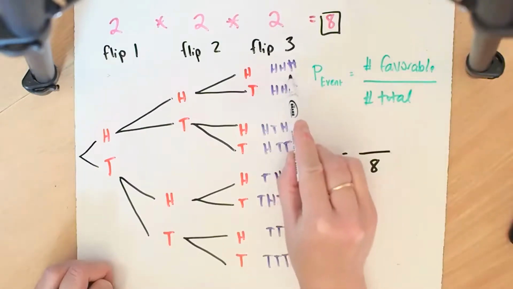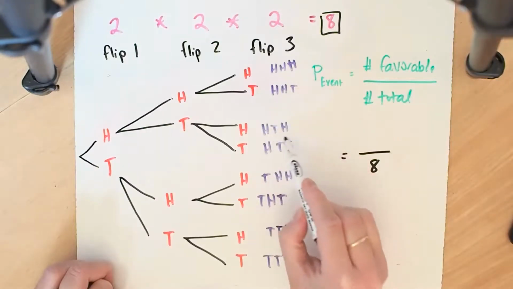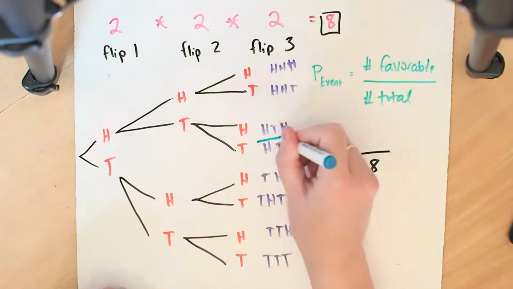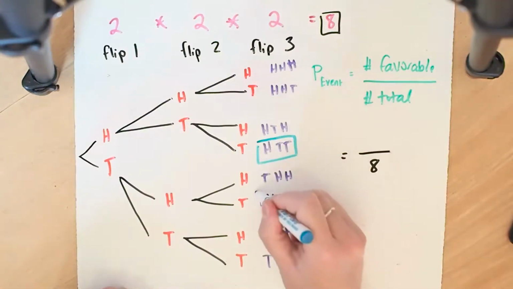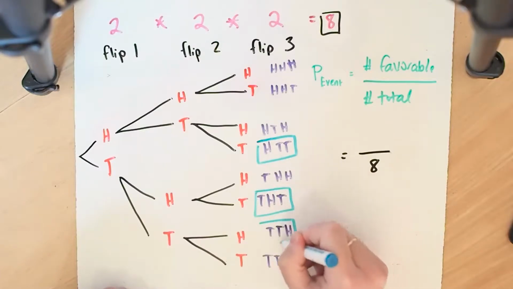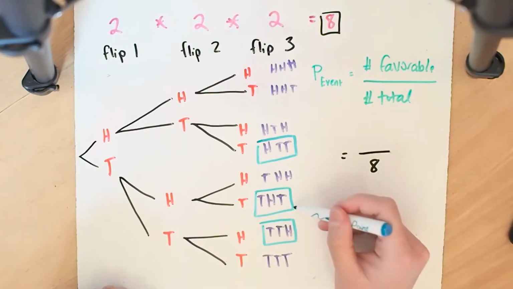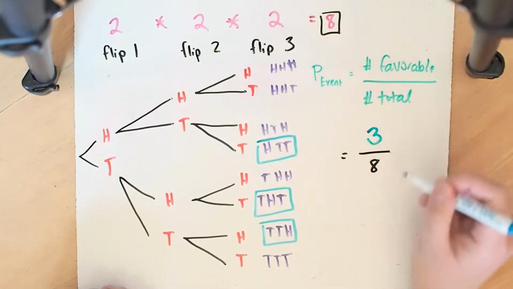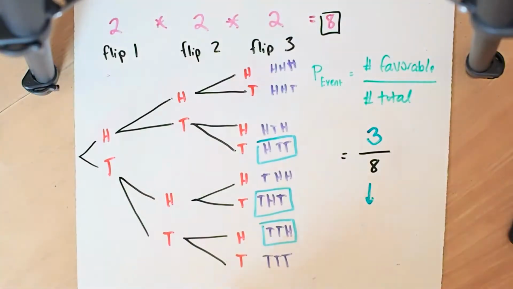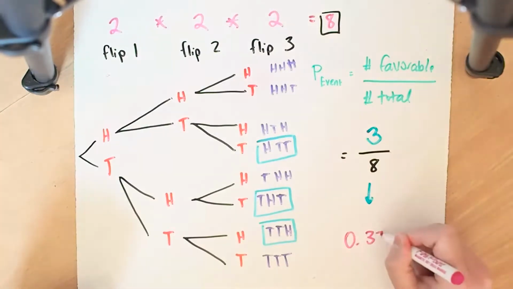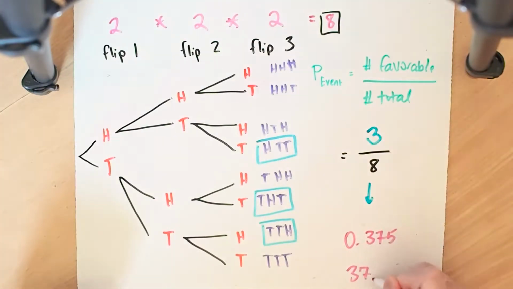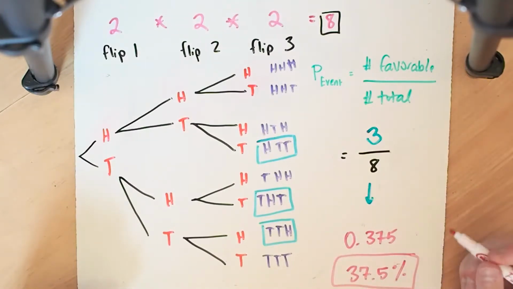This outcome doesn't fit because there's 3 heads, neither does this, neither does this. There is 1 outcome here that has 1 heads, here's another one, and here's another one. Here are all the possible combinations of flipping a coin 3 times and only getting heads once. That means there's 3 favorable outcomes, so we put 3 over 8. If we convert that to a percentage, we get 0.375 or 37.5%. So there's a 37.5% chance that if you flip a coin 3 times, you'll get heads only once.